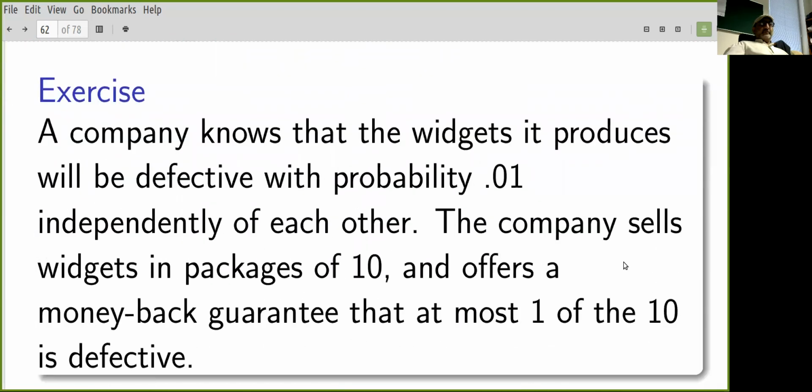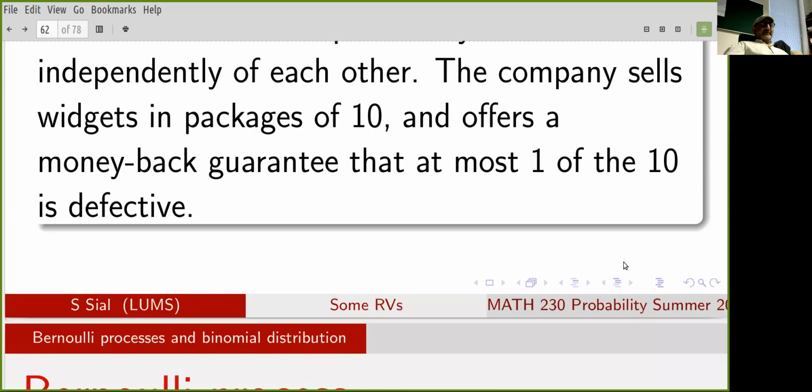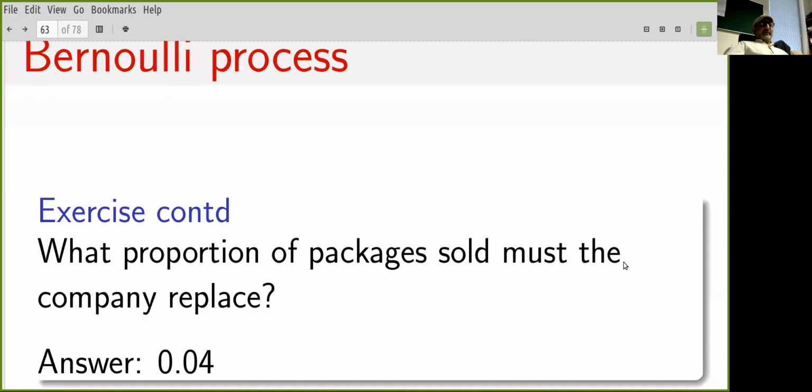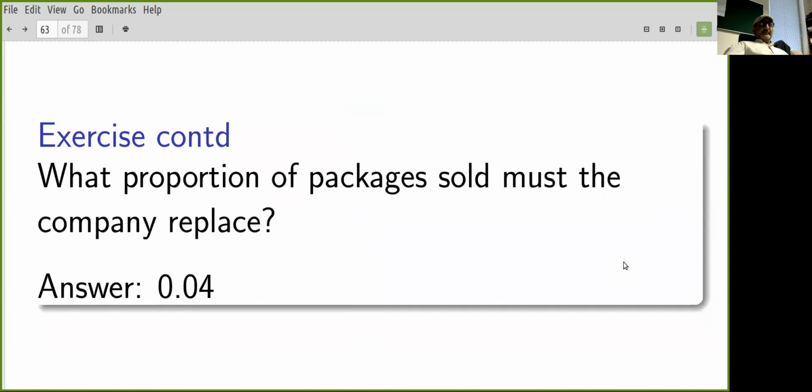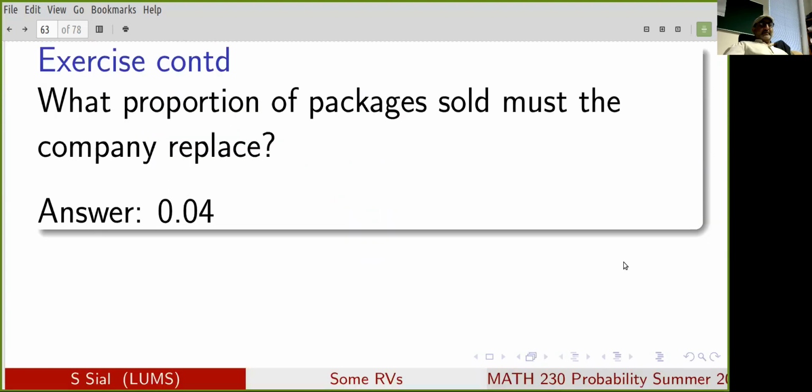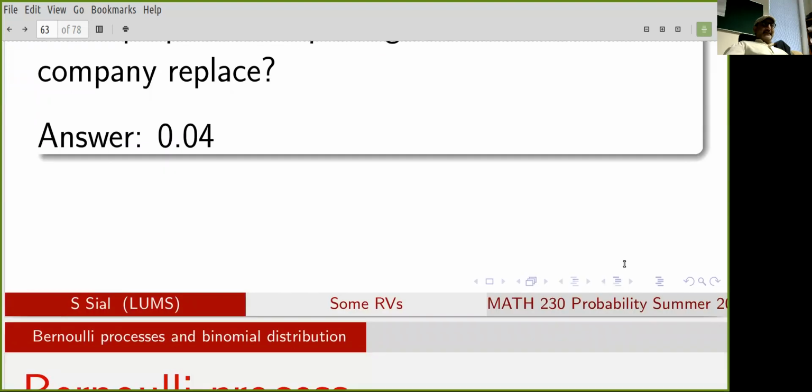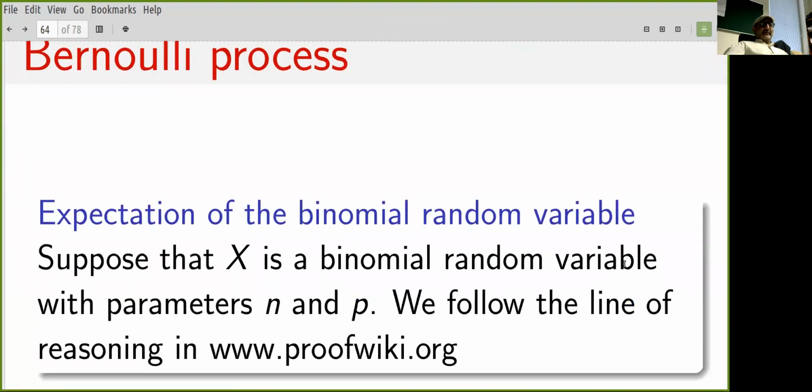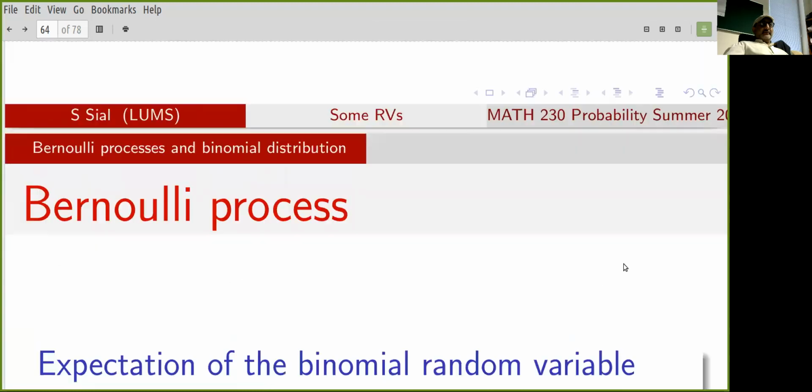The company knows that the widget it produces will be defective with probability 0.01, independent of each other. It sells widgets in packages of 10, and it offers a money back guarantee that at most 1 out of 10 is defective. What proportion of packages sold must the company replace? I'll leave that as a question for you to test yourself. The answer is 0.04.